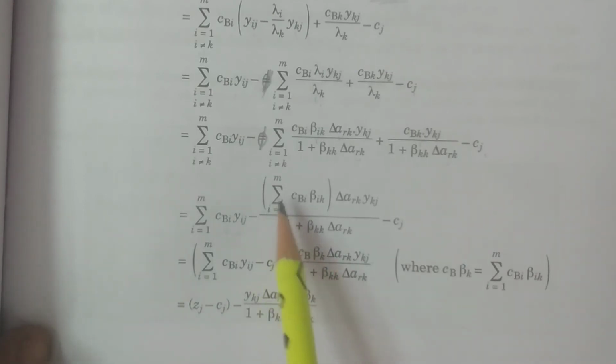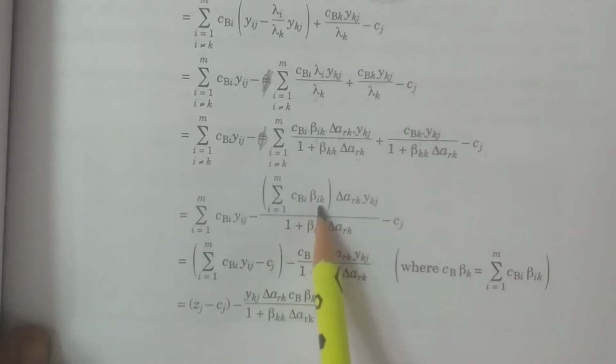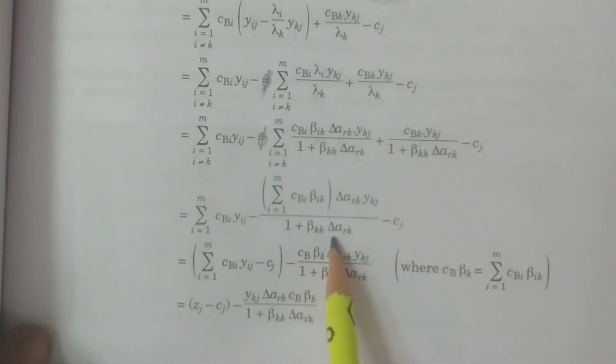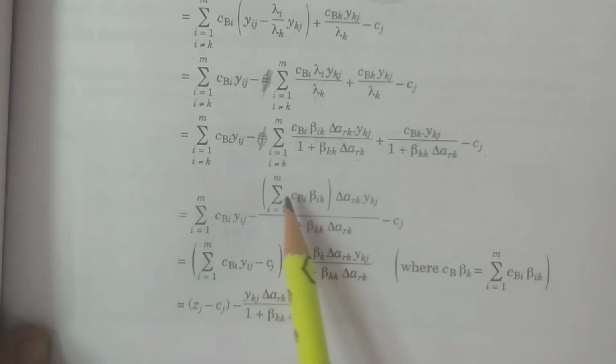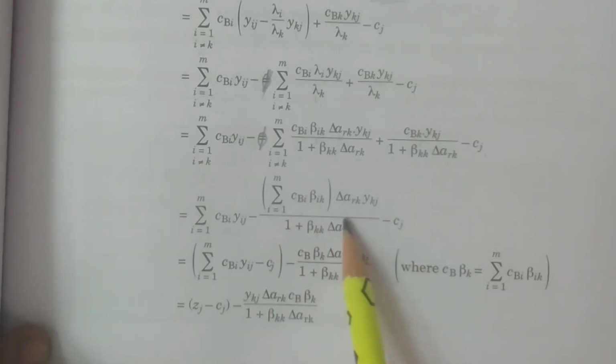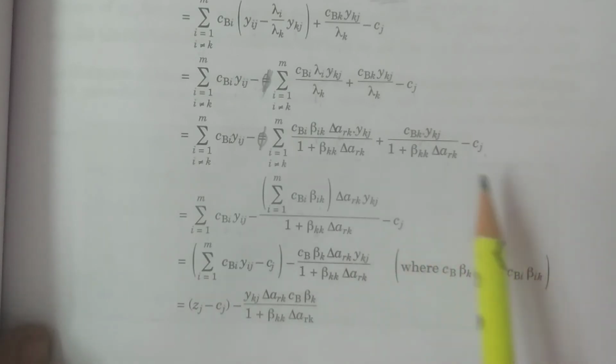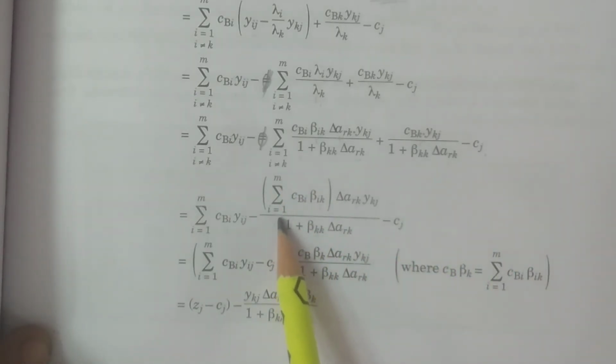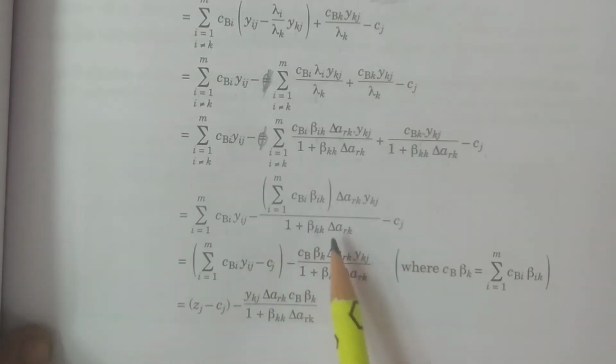That is, summation I is equal to 1 to m CBI beta ik delta ark ykz divided by 1 plus beta kk delta ark. So all the terms are combined here. Minus cj. I is equal to 1 to m as usual. All the terms are included. There is no separate I is equal to k term here. That is in the summation. Now there is no I not equal to k because it is also included here. That is what you have to understand.